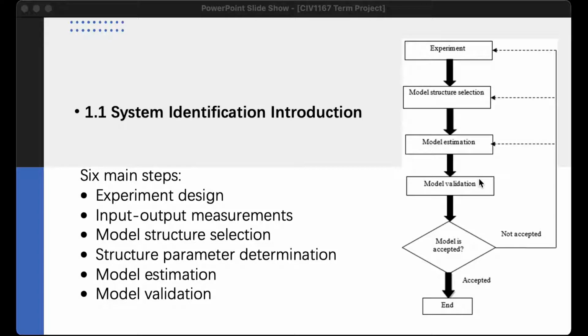Secondly, I want to talk about the identification procedures. The identification procedure is composed of 6 main steps: experiment design, input-output measurements, model structure selection, structure parameter determination, model estimation, and model validation.